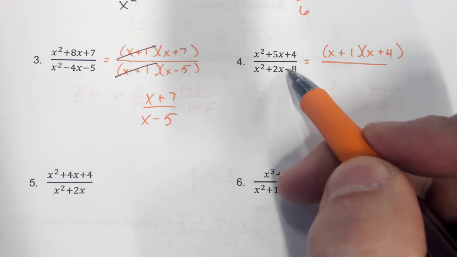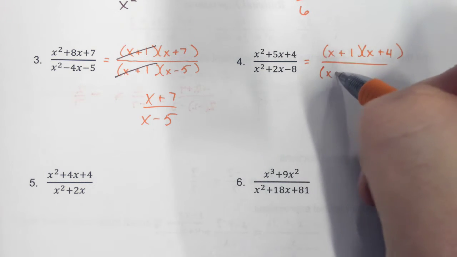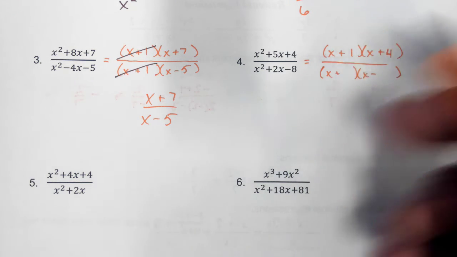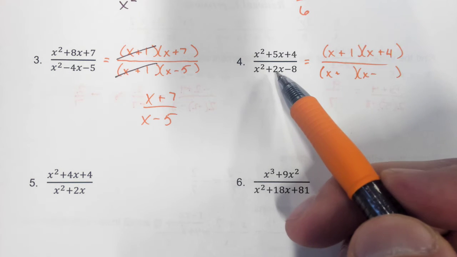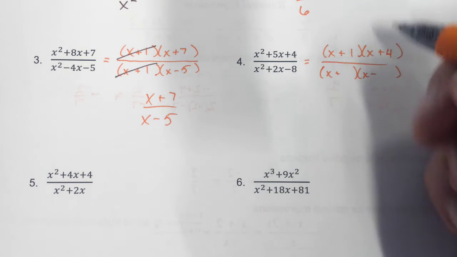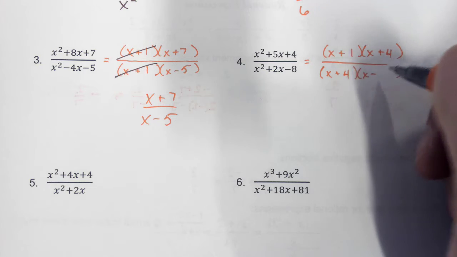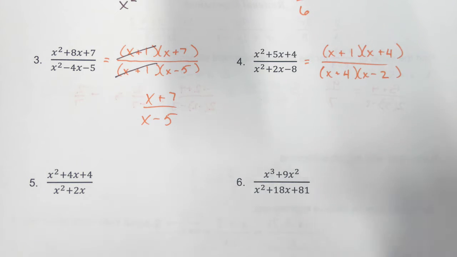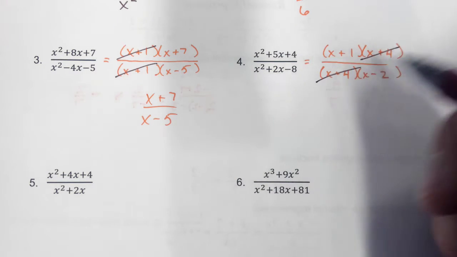On bottom, my third sign is negative, so I'm going to have one x plus and one x minus. The factors of 8 that subtract to 2: 4 times 2 subtracts to 2. It has to be a positive 4 and a negative 2. This time, I have x plus 4 on top and bottom.